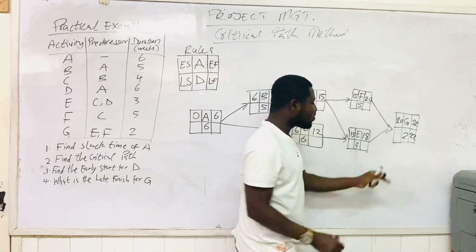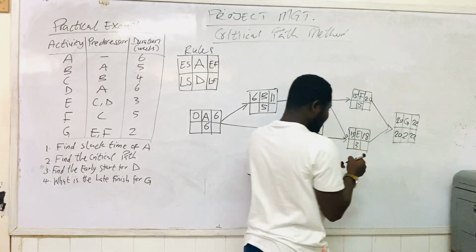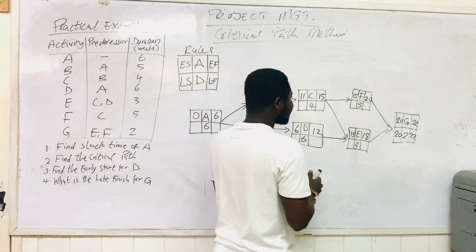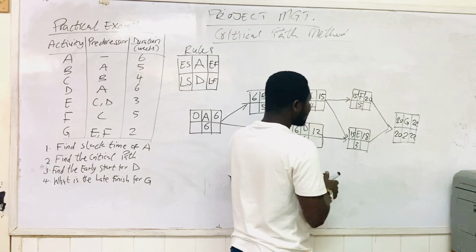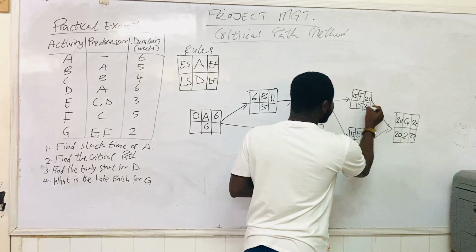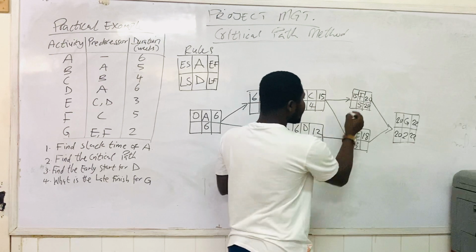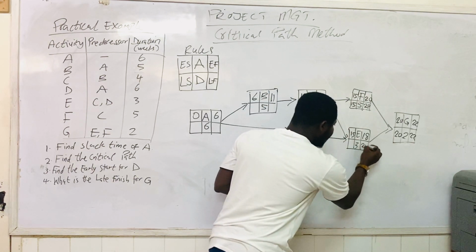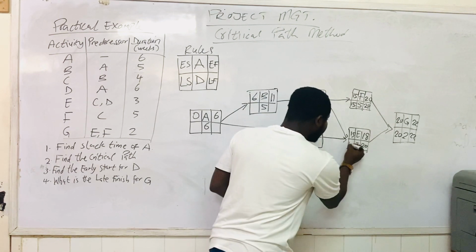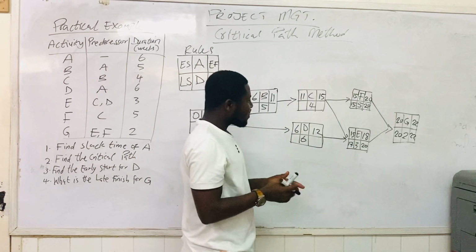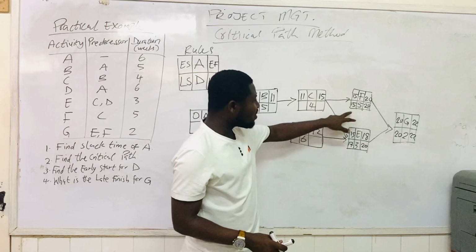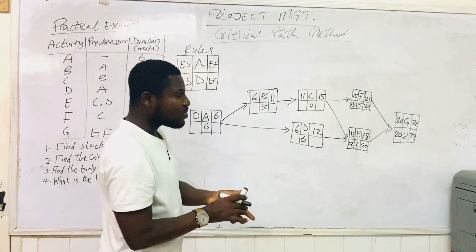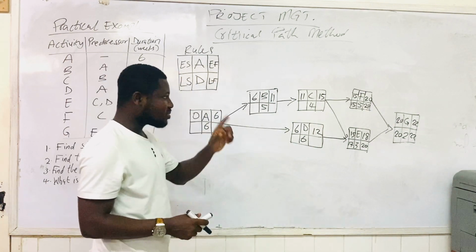Now 22 minus 2 becomes 20, because backward pass we are subtracting, forward pass we are adding. Now we have 20 here. So you bring 20 here too as well. 20 minus 5 is 15. You bring 20 here. 20 minus 3 is 17. Now we have 17 here and we have 15 here. Mind you, when we are going forward, we pick the highest value. But when we are coming back, we pick the smallest value.